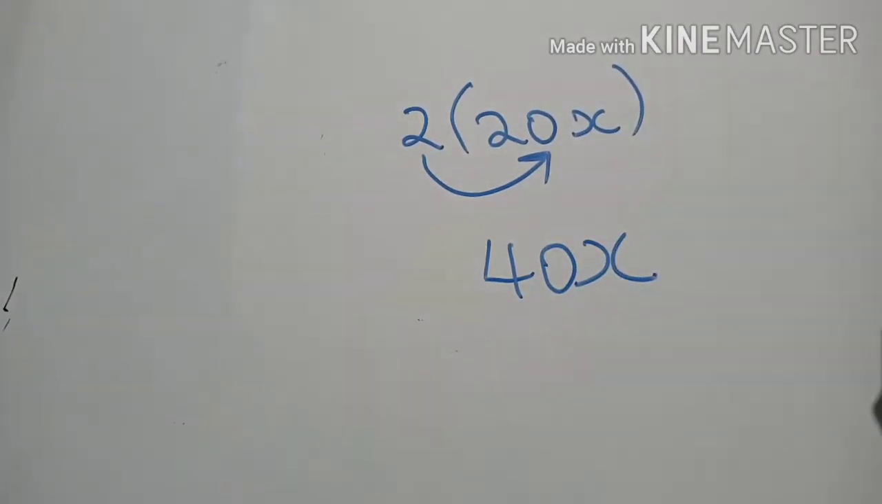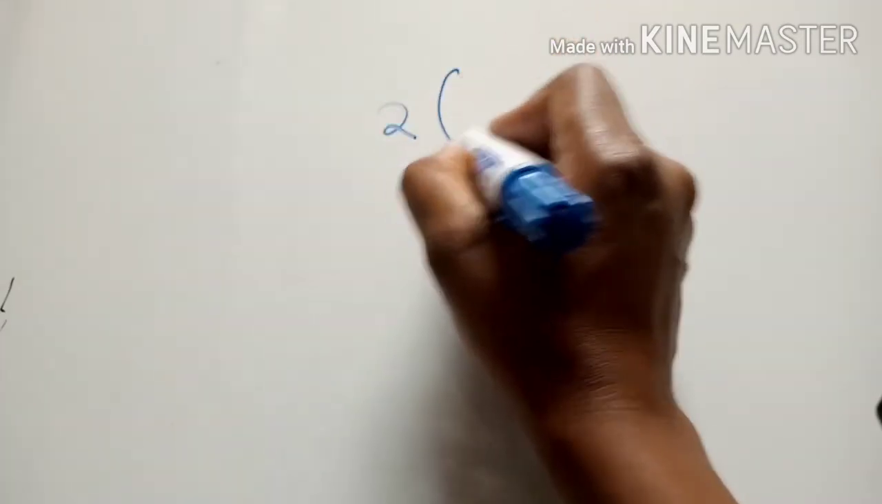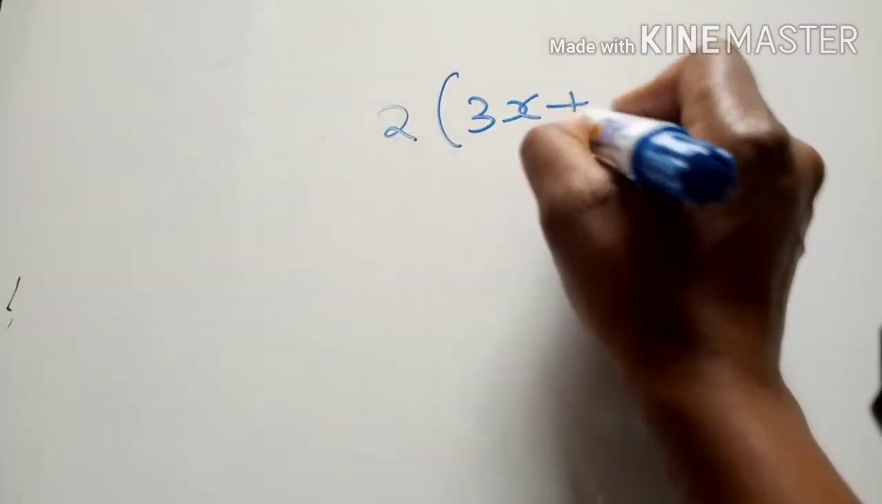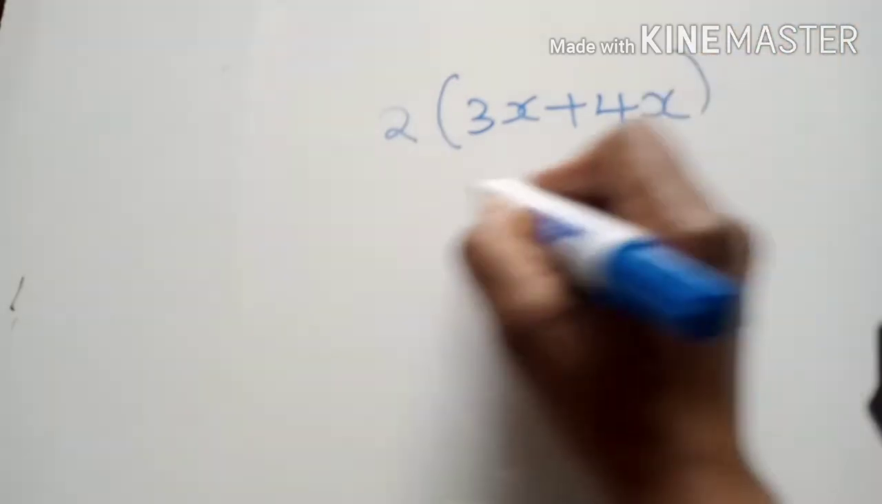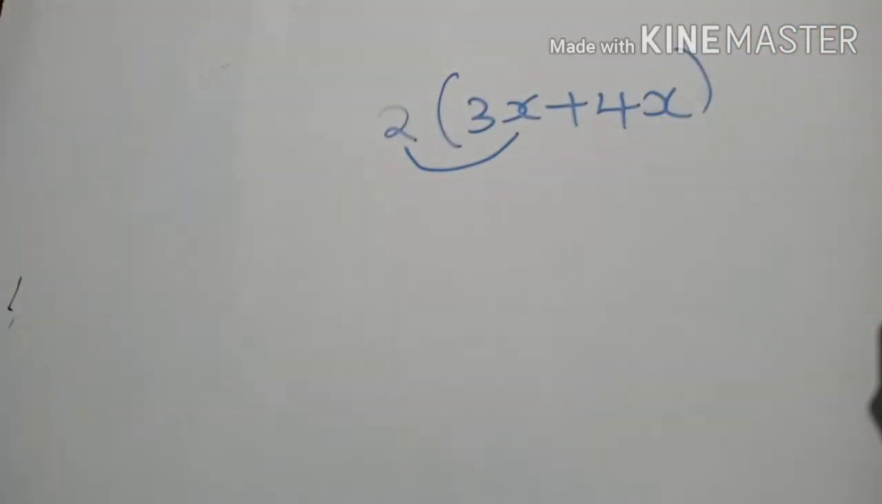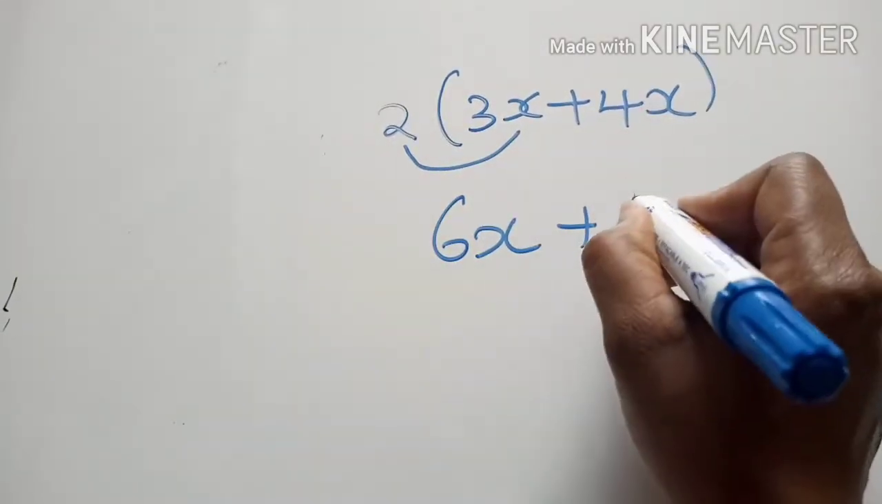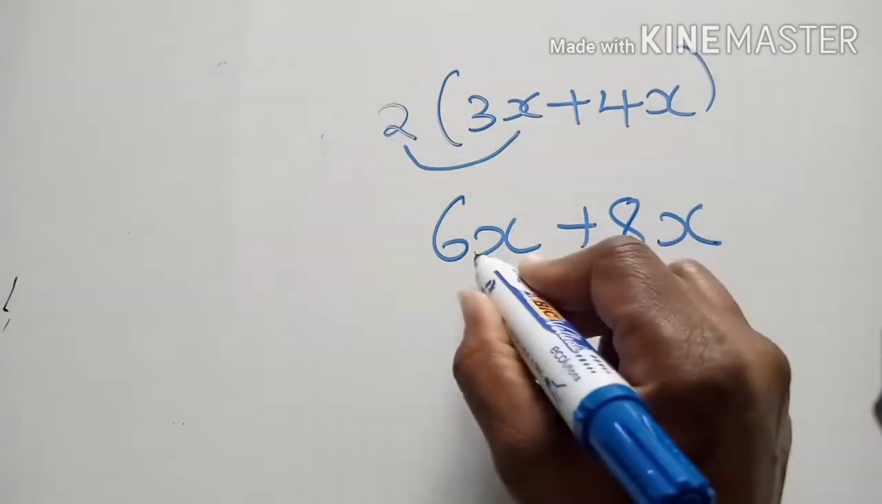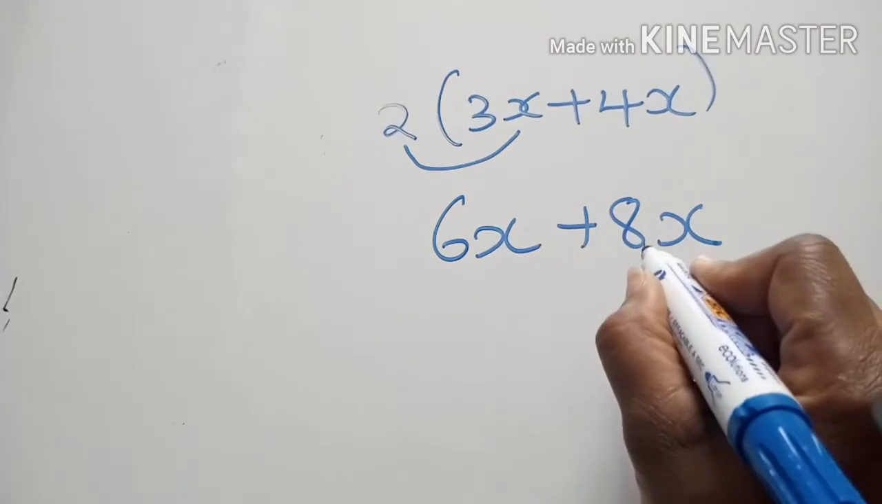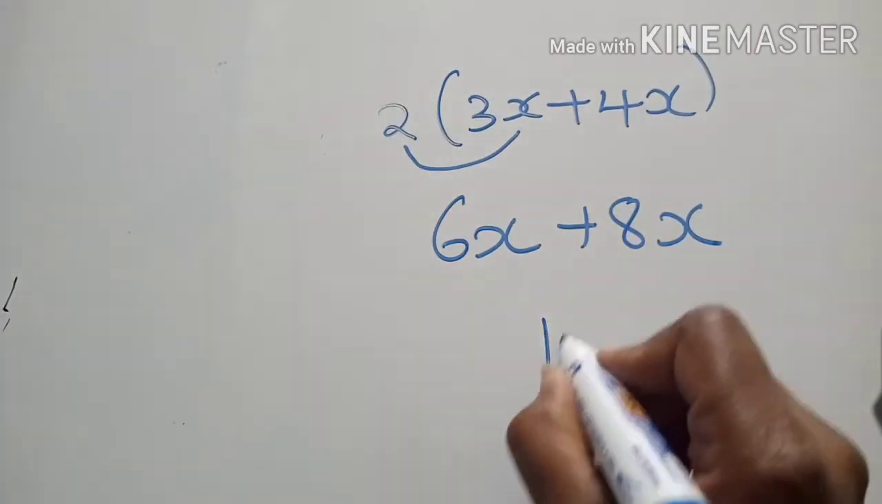So 2 times 20 is 40x. Now, what if we had 2 into bracket 3x plus 4x? So 2 times 3, that is 6x, plus 2 times 4, that is 8x. So these are like terms. We can add 6 plus 8. That is 14x.